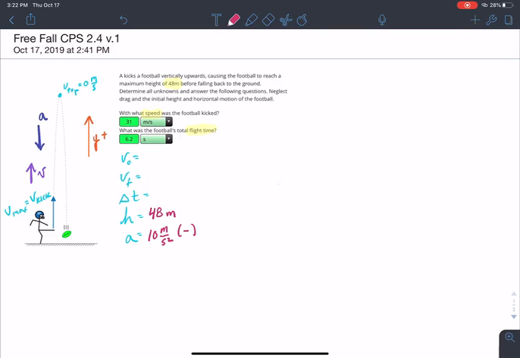So because we don't have information about the total flight here, we need to break this off into just the first section of its flight, from when he kicks it all the way up to where it gets to the top here. And if we can analyze the first half of flight, then we can make the assumption that everything on the second half of the flight will be a mirror image of the first part, just opposite in direction, and we'll denote that with the sign convention negative. So let's begin this problem.